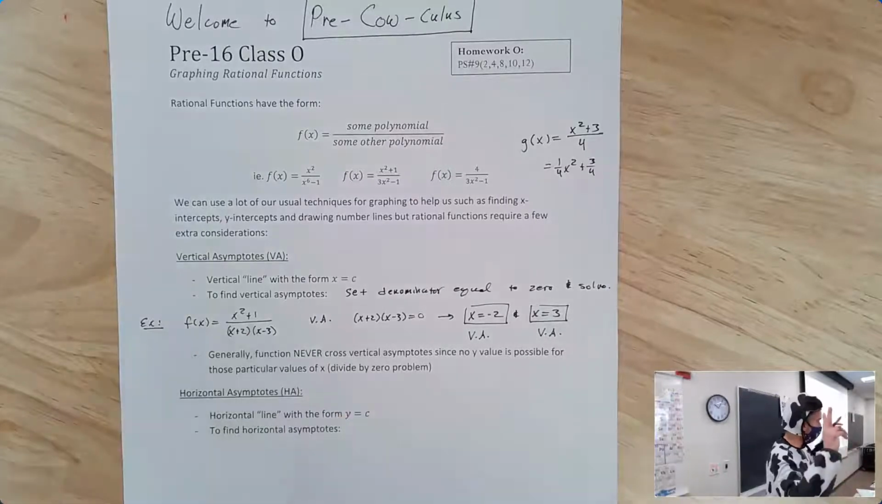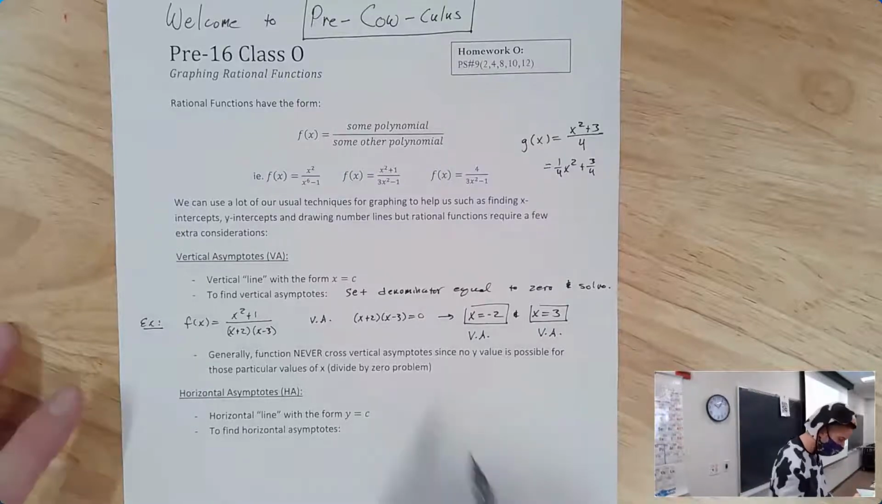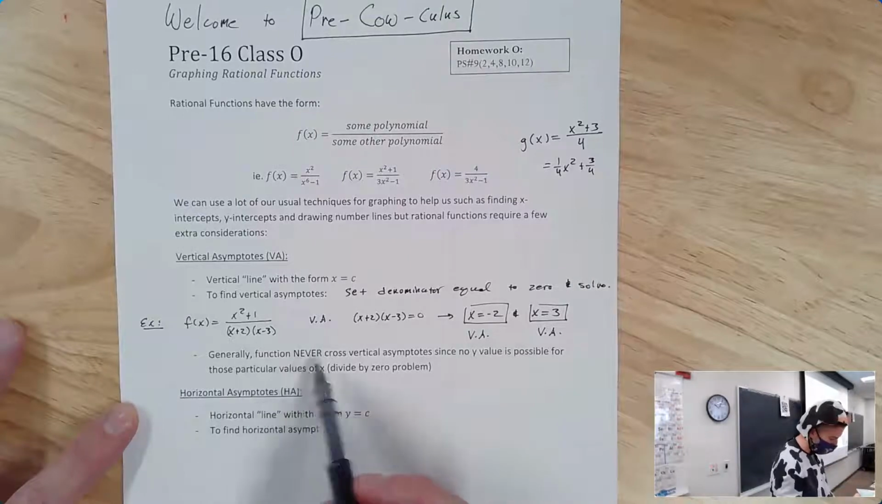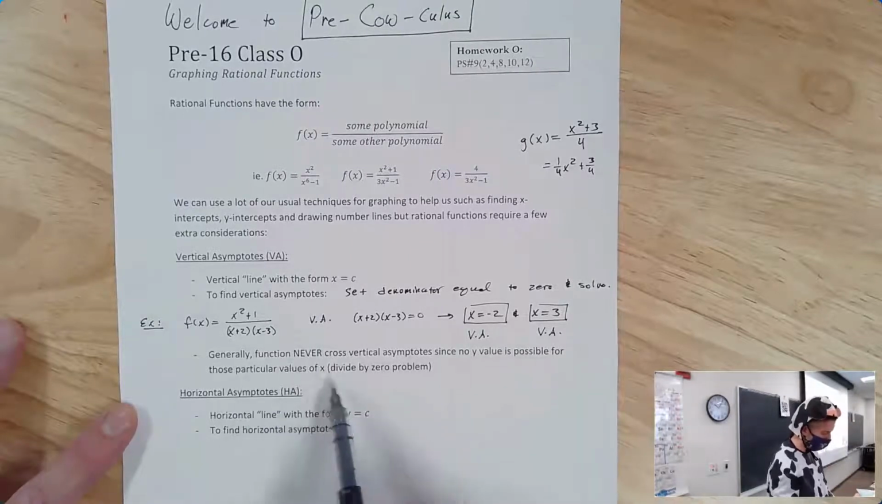And that quote unquote division by 0 is the problem. That's going to make the function blow up. It's going to be really large or really negatively large, and it's going to have a vertical asymptote there. So as far as we're concerned, we're just looking for where the denominator is equal to 0. Generally, functions never cross their vertical asymptote since no y value is possible for those particular values of x.